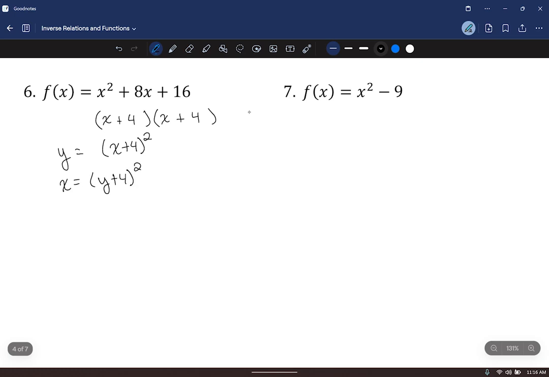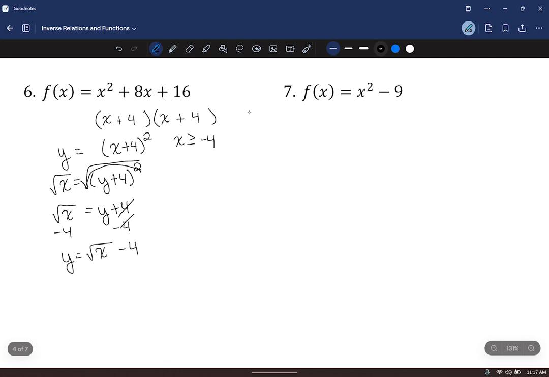All right, and remember, we restricted this domain of the original to be x's that are greater than or equal to -4 so that we just have that right side of the graph, okay? And then we're going to solve for x here, or solve for y. So we're going to square root both sides. Now we only want the positive root, okay? So we have square root of x is equal to y plus 4. I'm going to subtract 4. So y is equal to the square root of x minus 4.